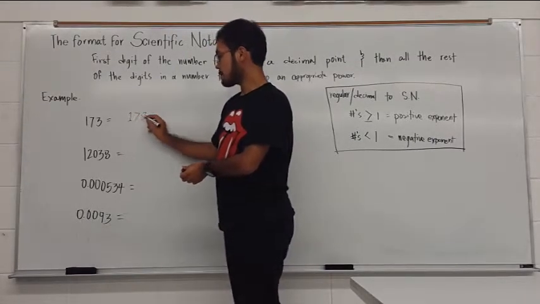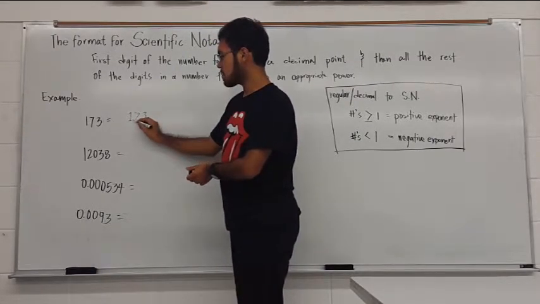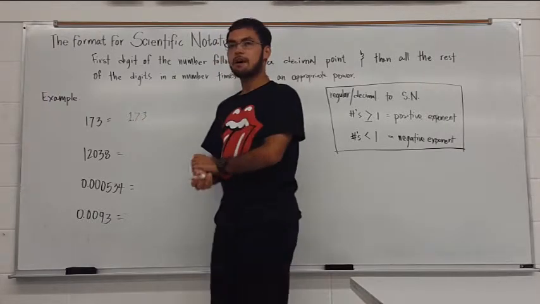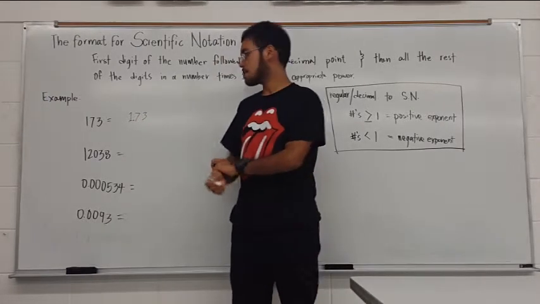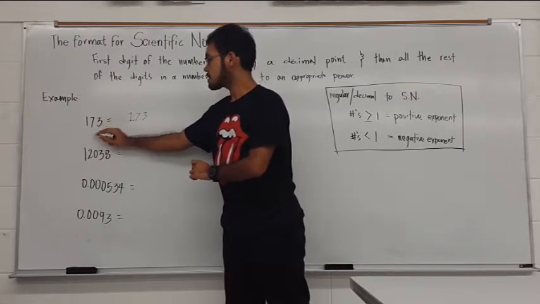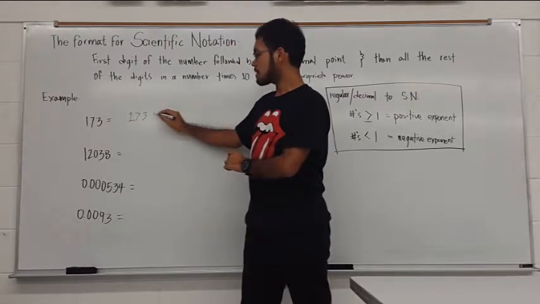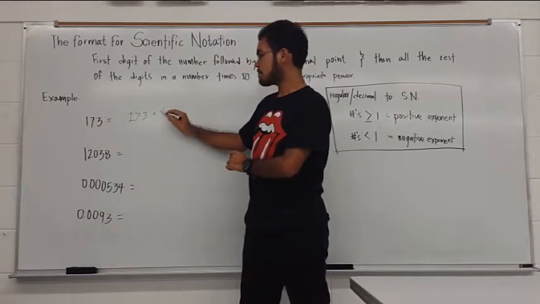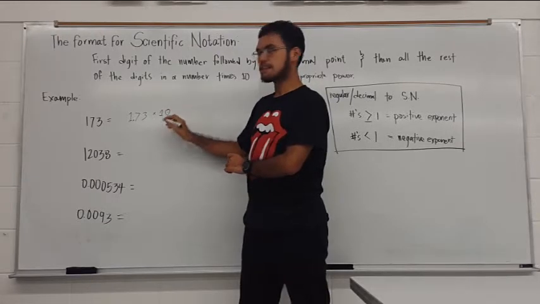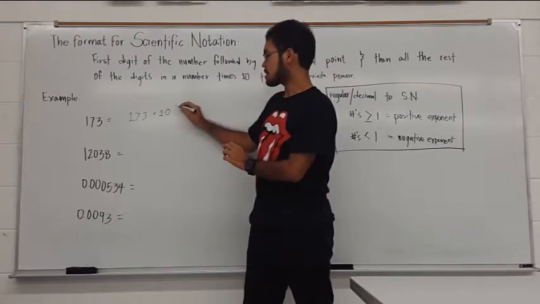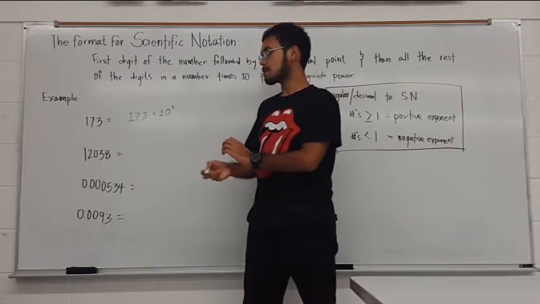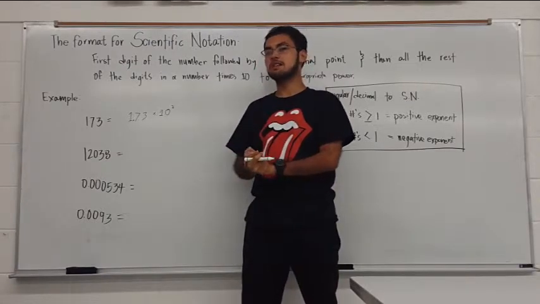Okay. So I write out the number 173, then I put the decimal point here, and I count how many spaces it took to get there. It took 1, 2. So I put it times 10. Since it took me 2 spaces to get there, it's to the second power. And that's how to write that number in scientific notation.